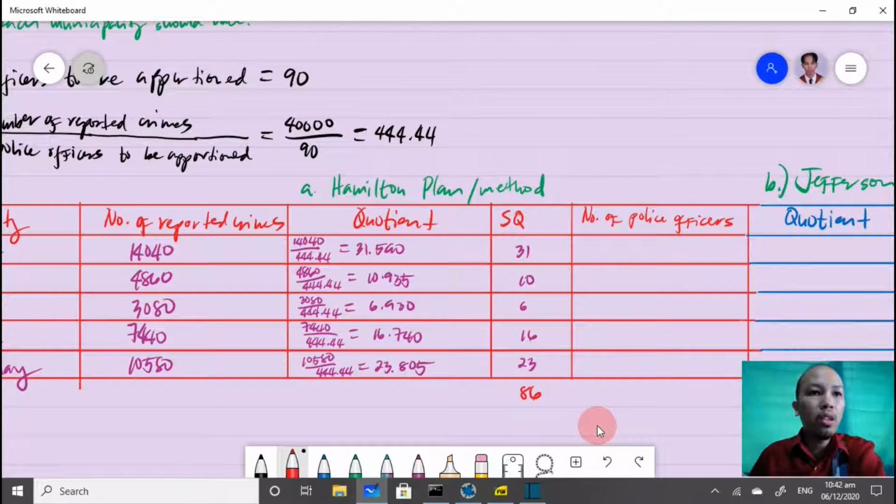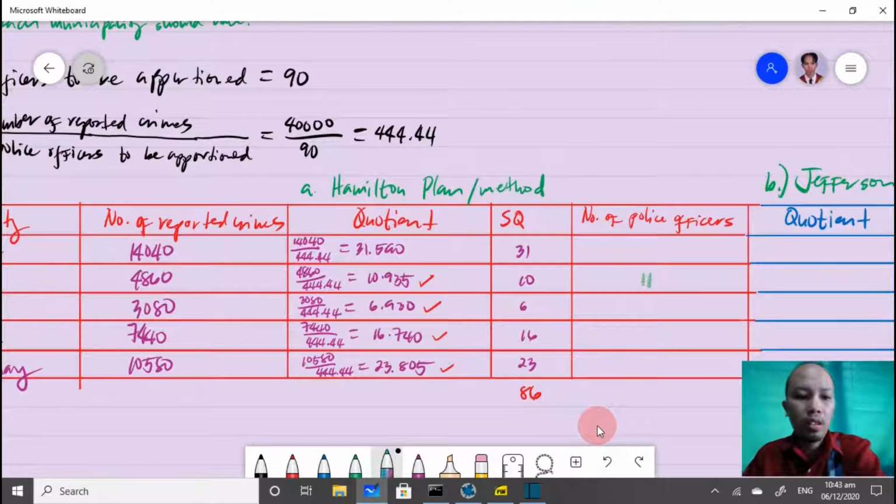So what we do here is look at the highest decimals in the quotient column. We have 0.935, 0.930, 0.740, and 0.590. We have 4, so you have to add 1 to the standard quota. So what will happen here is that we will have 11 here.